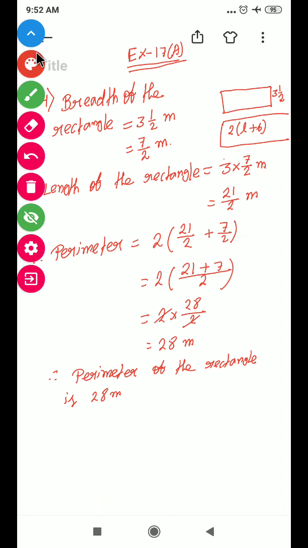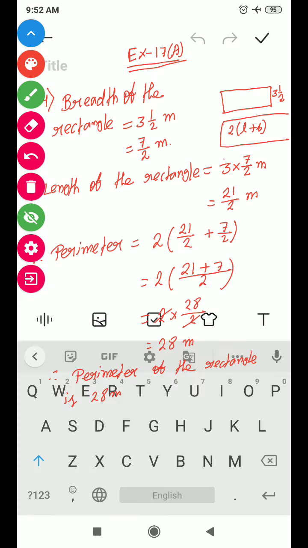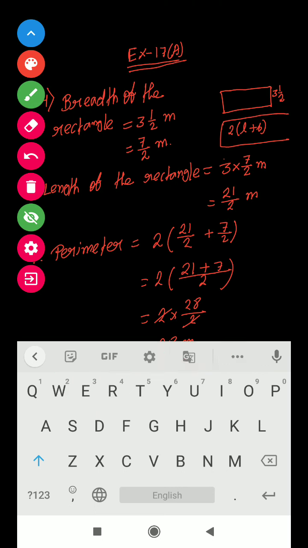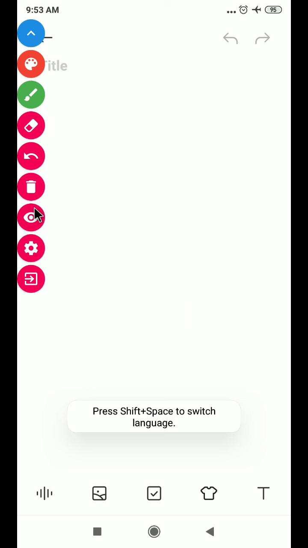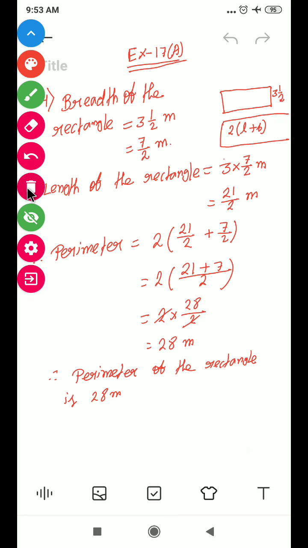Now let's see another problem. Question number 6 is given here. The length of a square field is 35 meters. Suppose this is a square field. The length of the square field is 35 meters.